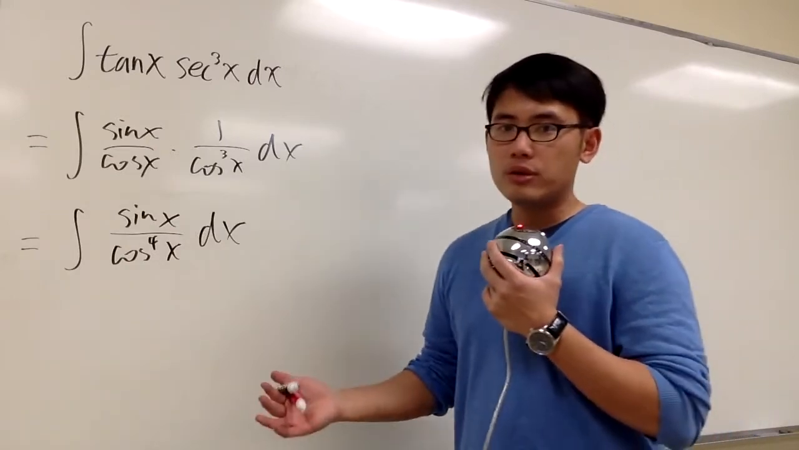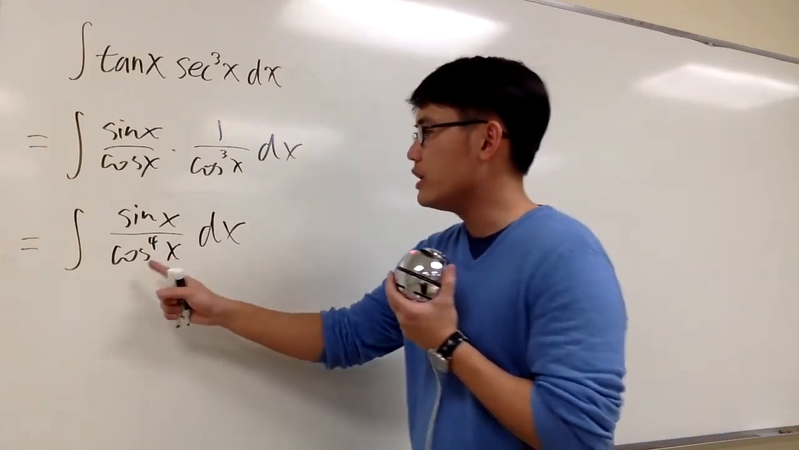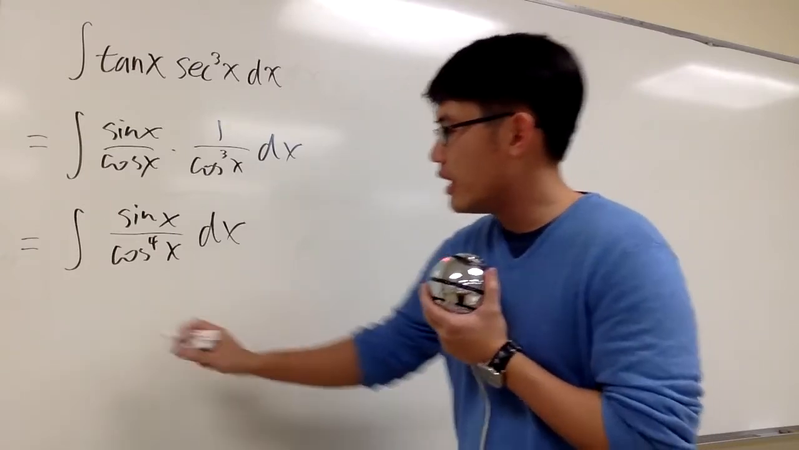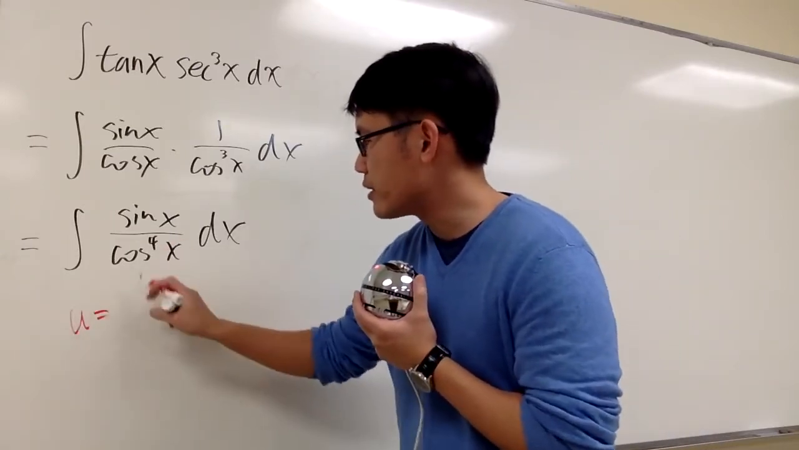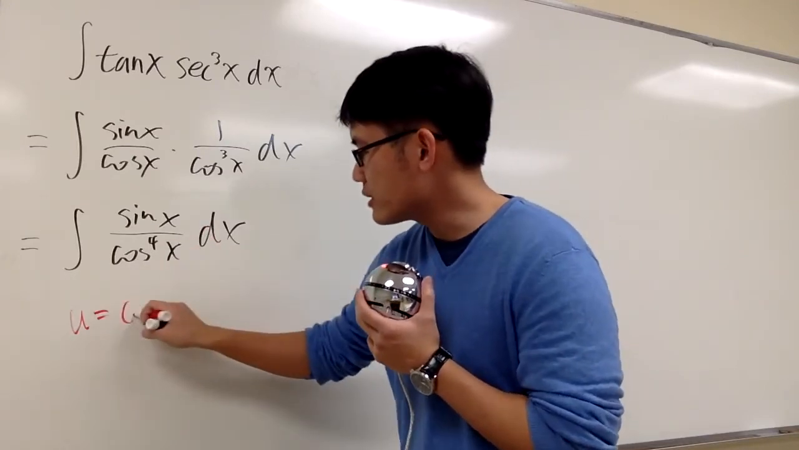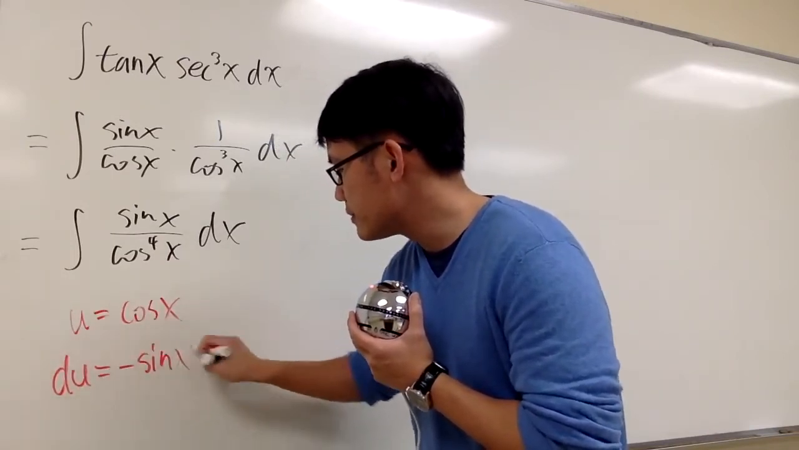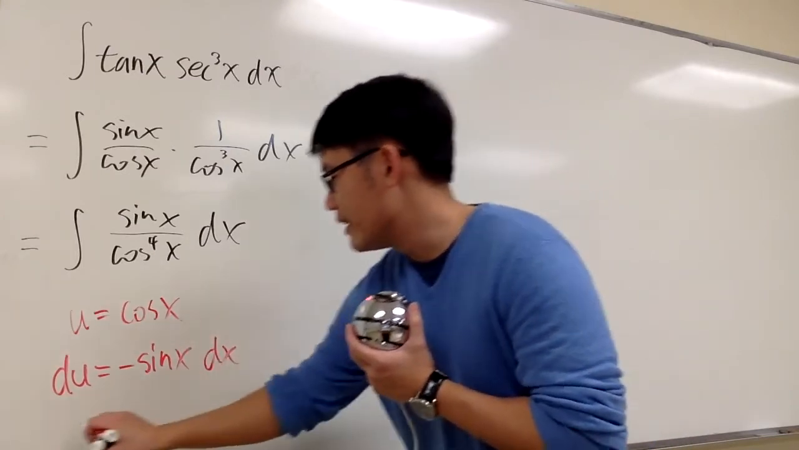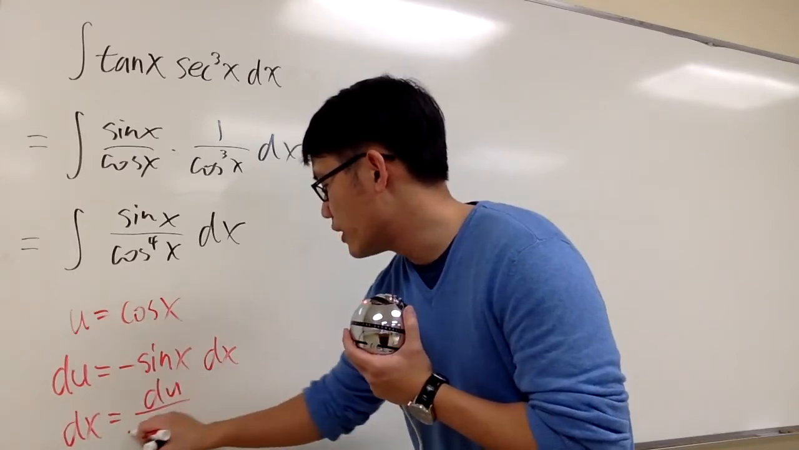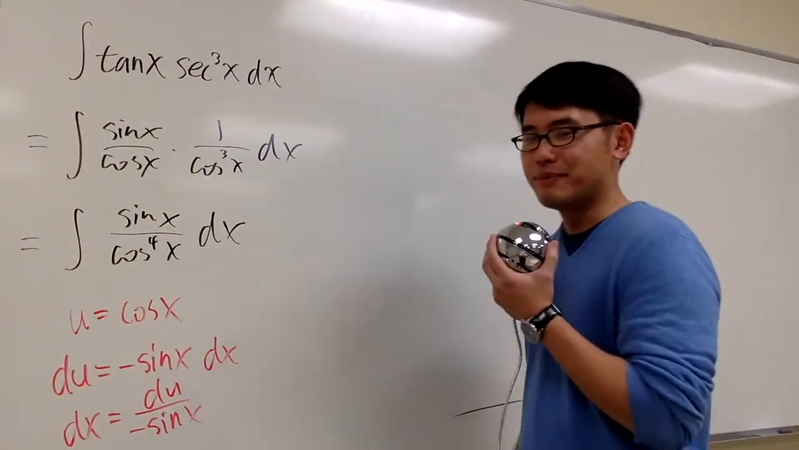This is going to be more natural, more systematic, more obvious, I would say, because now you see I have sine x over cosine to the fourth power x. If I do a u substitution, where u equals the denominator, and this is something to the fourth power, so the inside function is cosine x, okay? And you will see that du will be negative sine x dx, and then of course we will get dx by itself: dx will be du over negative sine x, okay? Oh, it's good, you guys can see that, perfect.